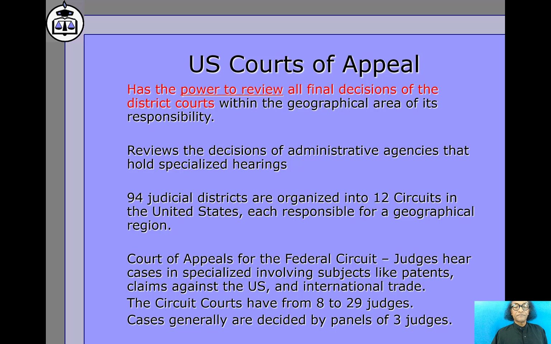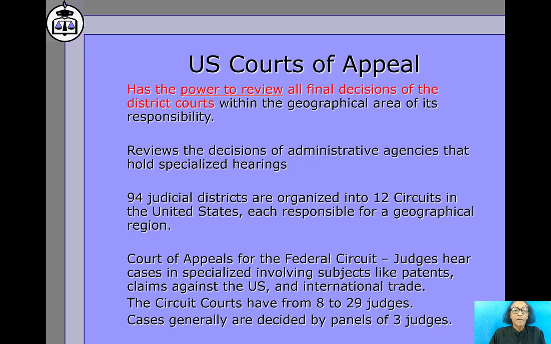As I said earlier, the jurisdiction of the United States Courts of Appeal is basically to review the final decisions of the district courts and other regulatory agencies, but we're not going to get into that one. But within a particular geographical area, there are 13 appellate districts. We will see the distribution in the next slide.